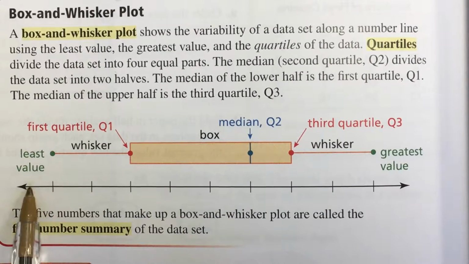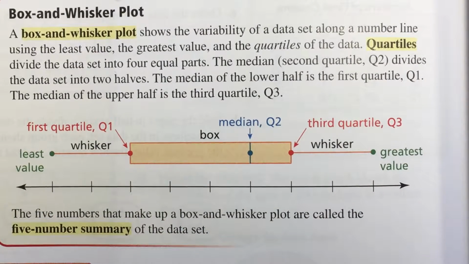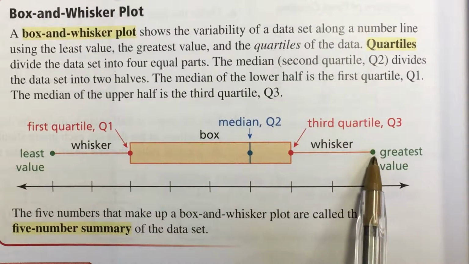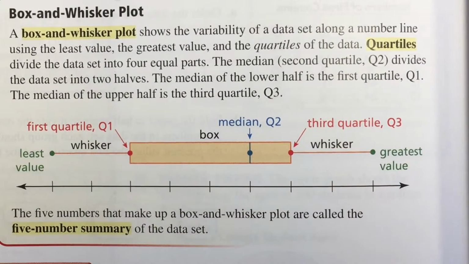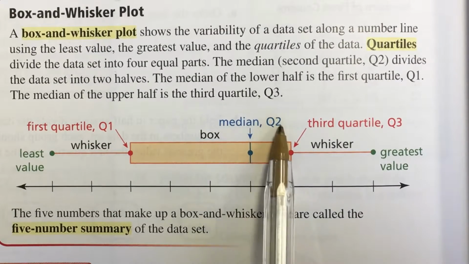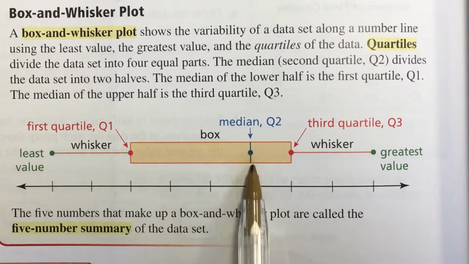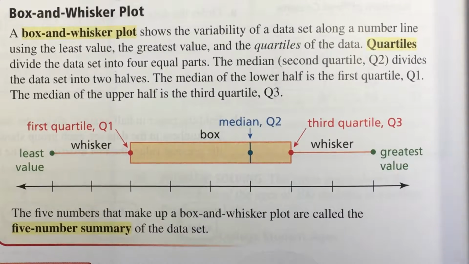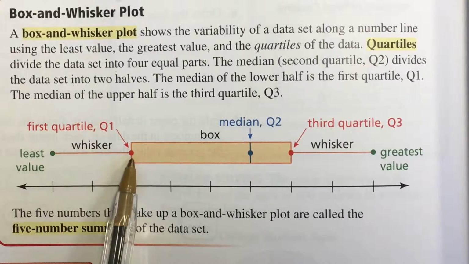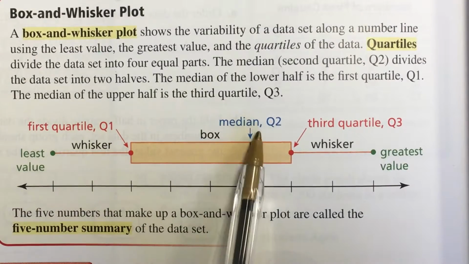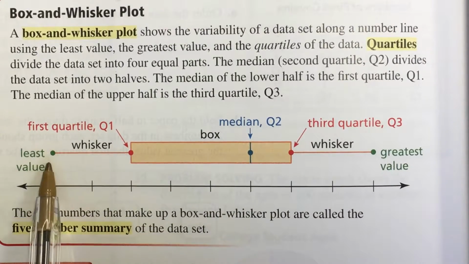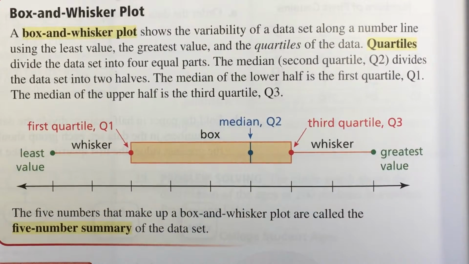A box-and-whisker plot is drawn along a number line. Your minimum value goes on the far left, that's your least value. Your maximum value is on the far right, the greatest value. If you find the median, which is the middle number, that's quartile 2, which will end up being the line inside your box. On the left-hand side of the box is quartile 1. Quartile 1 is the median of the data from the least value to quartile 2, the number in the middle between the least value and the median.